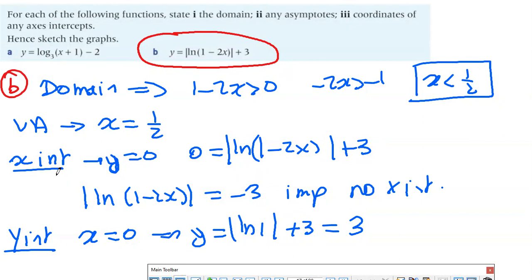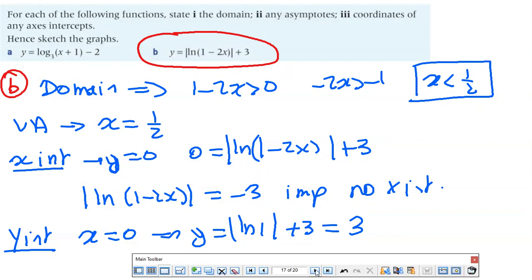To find the x-intercept, we need to replace y by 0. By replacing y by 0, you will reach an absolute value equal to a negative, so it's impossible. It means there is no x-intercept. To find the y-intercept, we solve for x equal to 0, and the answer is ln 1 plus 3. ln 1 is 0, so it's 3. So I have just a y-intercept, and I have a vertical asymptote.